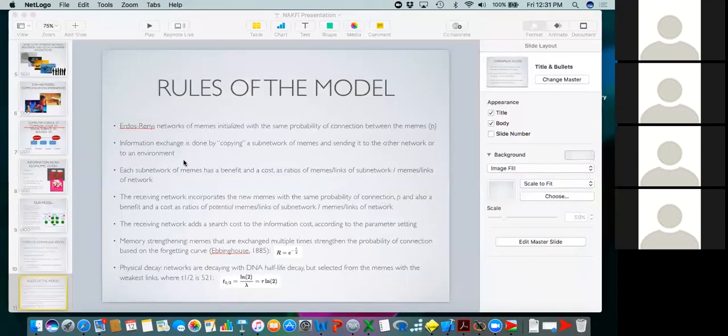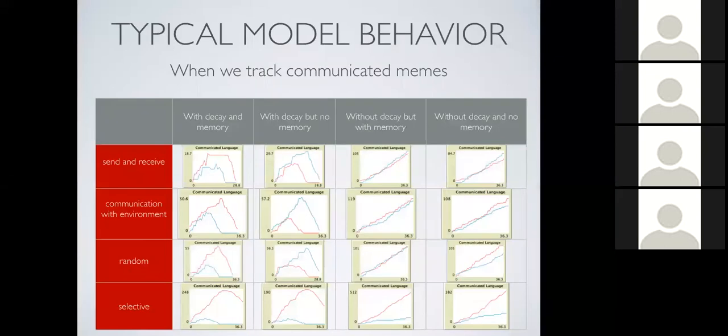And the results look like this. So we have a typical model behavior where we can track the communicated memes, and we can see clearly that the scenarios where we have selection and adaptation, meaning memory decay and memory strengthening, are the ones that are more interesting, where we have behavior that is closer to what happens in real life, let's say in genes communicating with each other. While if we have no adaptation and no memory strengthening, it looks more like just a lot of noise that grows, which means that you can have two computers talking to each other ad infinitum without getting any meaning out of it.